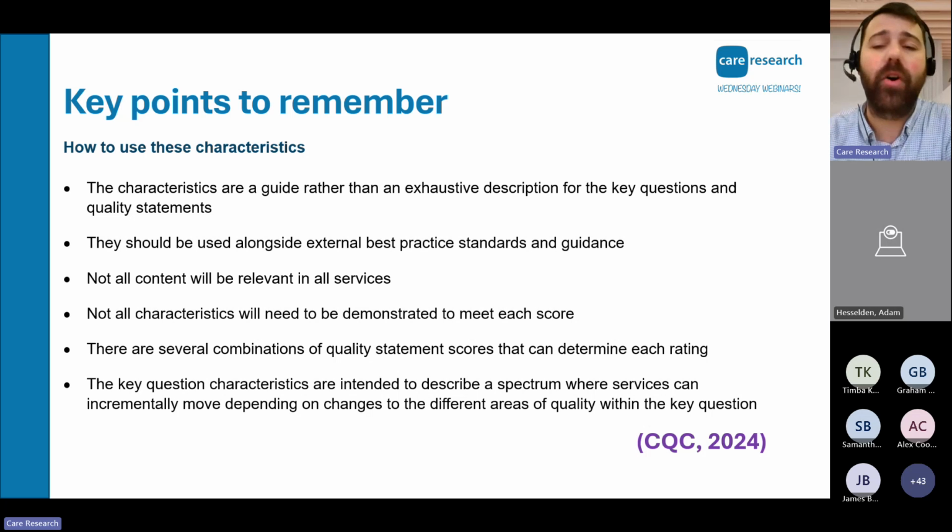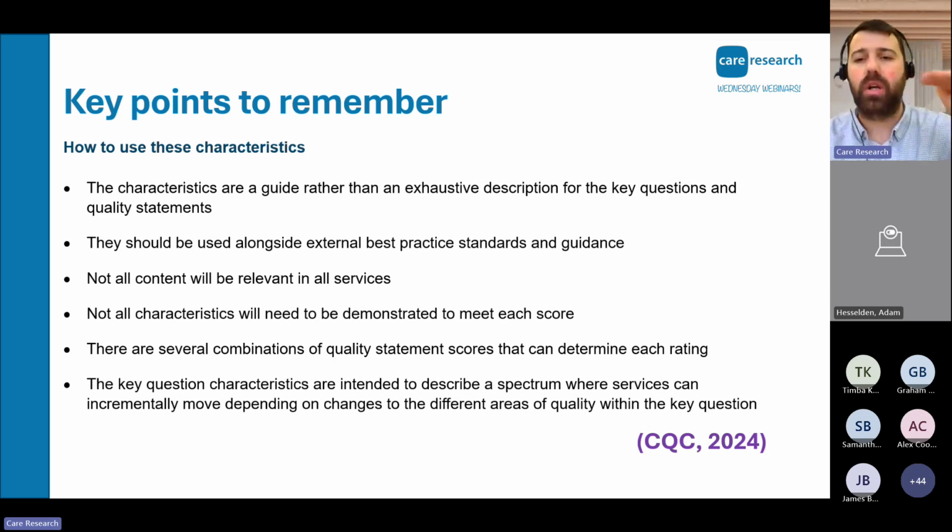Not all content will be relevant for all services. Adult social care is a wonderful, wild, complicated beast. And so what might apply for some services, e.g. residential and supported living, may not apply for home care or learning disability or other forms of adult social care service. So it's not a list that applies universally. Not all characteristics need to be demonstrated to meet each score. So it's not a case of looking at the good descriptors for a particular quality statement and needing to do all of those to get a good. It is not a tick list. It's not like the KLOE prompts where you had all those specific areas you had to meet.